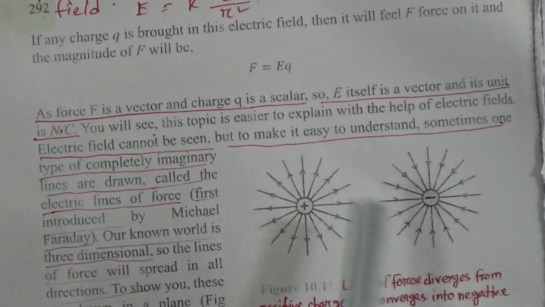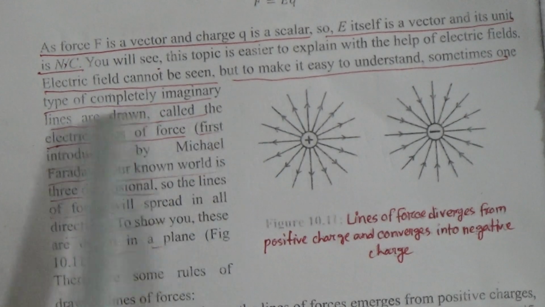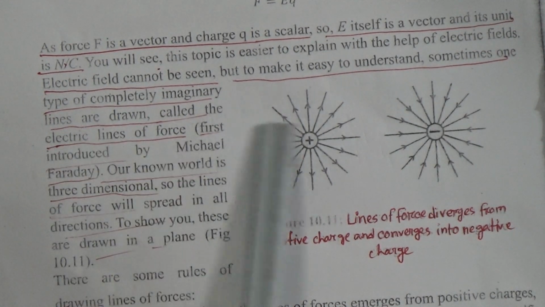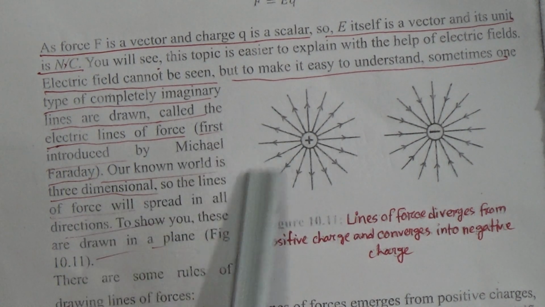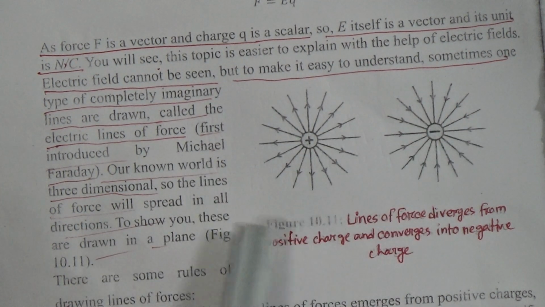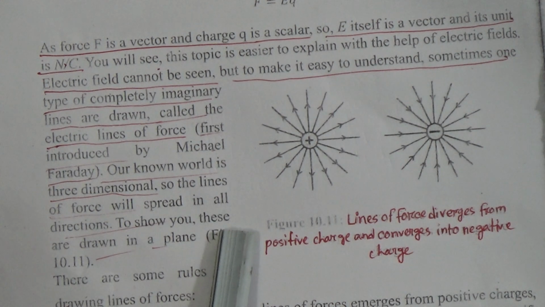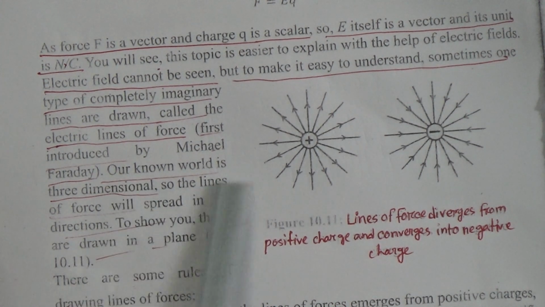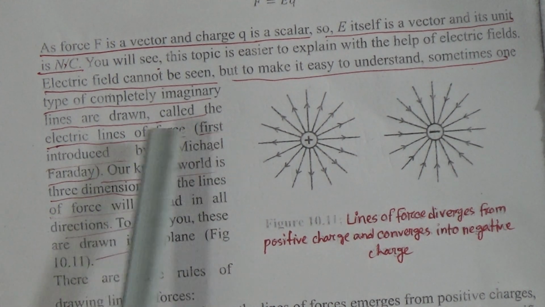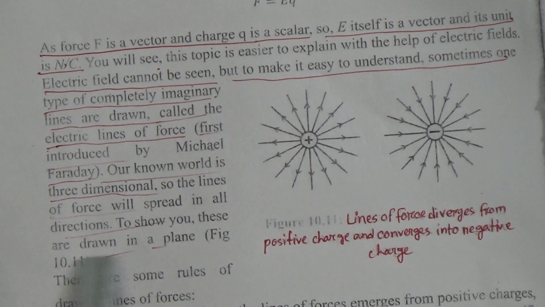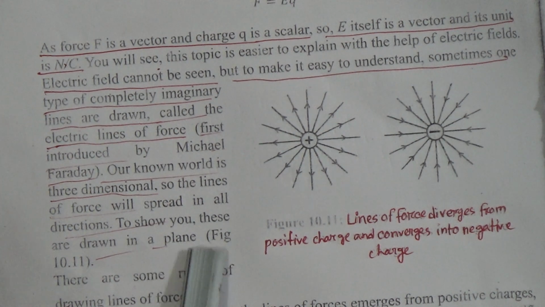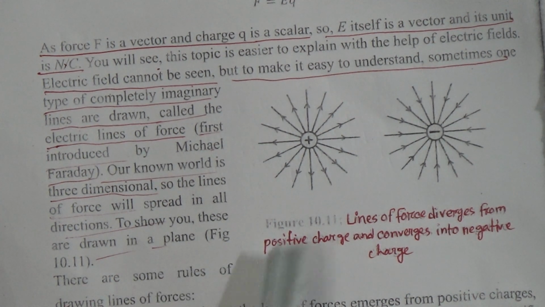Now see, the electric field cannot be seen, but to make it easy to understand, sometimes completely imaginary lines are drawn, and they are called electric lines of force, which were introduced by the scientist Michael Faraday. Our known world is three-dimensional, so the lines of force will spread in all directions, and to show them they are drawn in a plane.